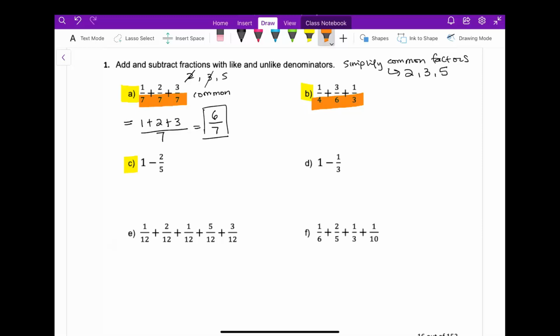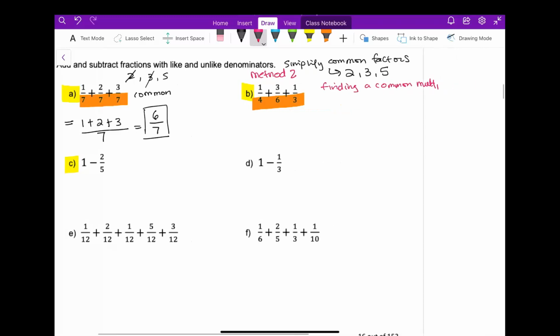So I'm going to show you a second method, and this is meant to give you the freedom of choosing what you like to do. I'm going to call this finding a common multiple. And really, the other method does the same thing. It's just done differently. We're going to take each of these numbers and I'm going to multiply them by something until I get to a similar number.